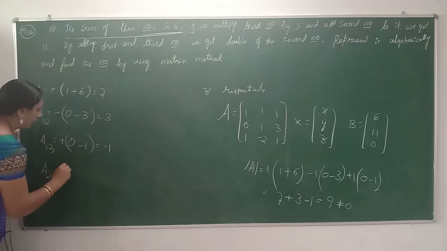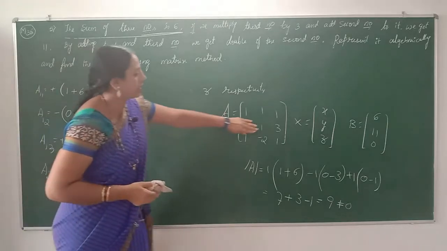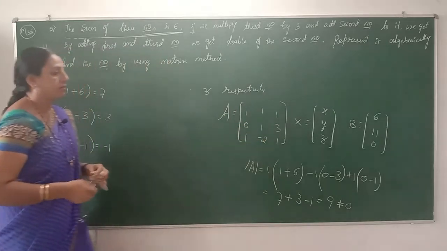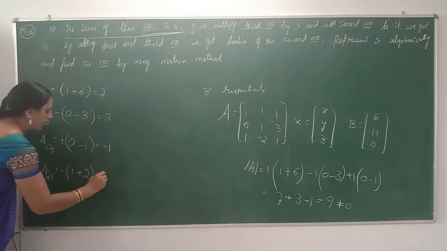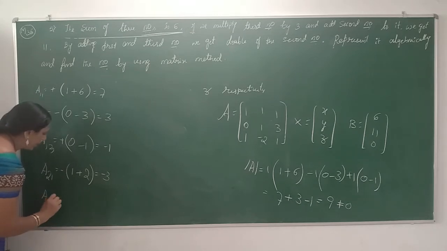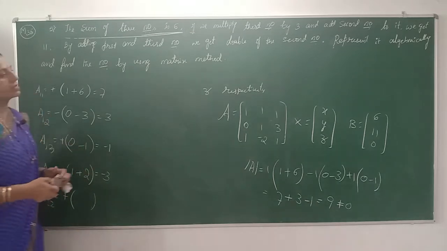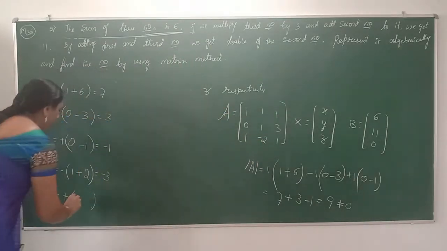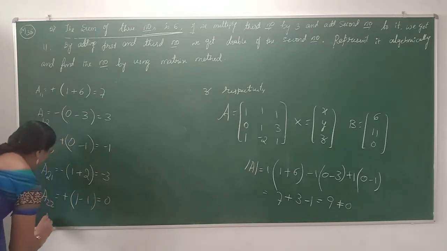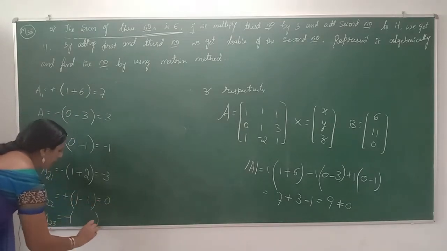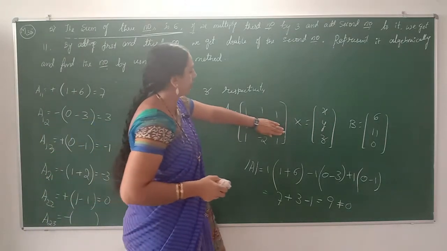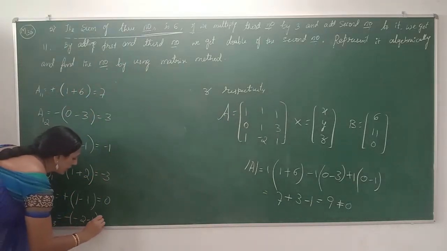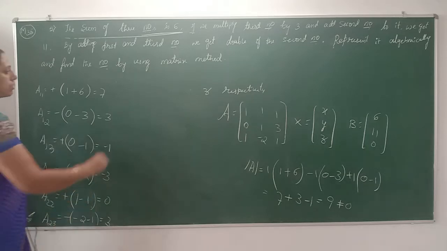Then A21 is multiplied by minus. It's the element of the second row, first column. These get neglected. The remaining are 1 plus 2, which is minus 3. A22 is the element of the second row, second column, and again these get neglected. The remaining are 1 minus 1, so 1 minus 1 is 0. Then A23 is multiplied by minus, and it's the element of the second row, third column. The remaining are minus 2, minus 1, so minus 2 minus 1 is minus 3. Minus into minus is plus 3.